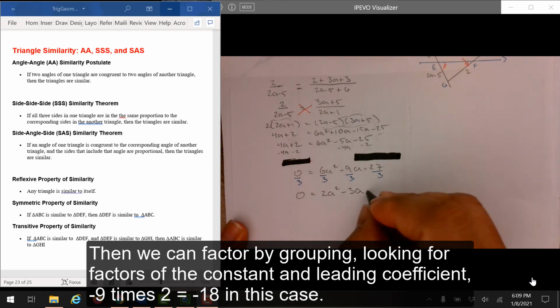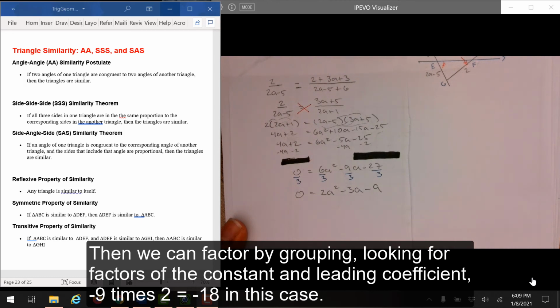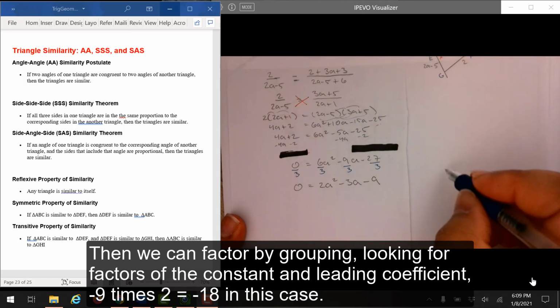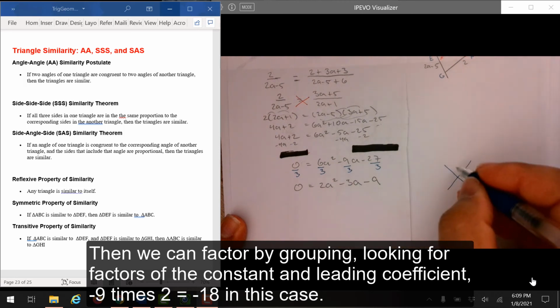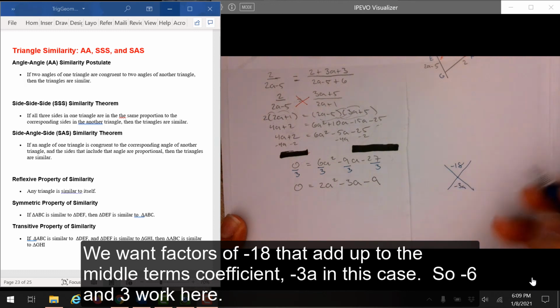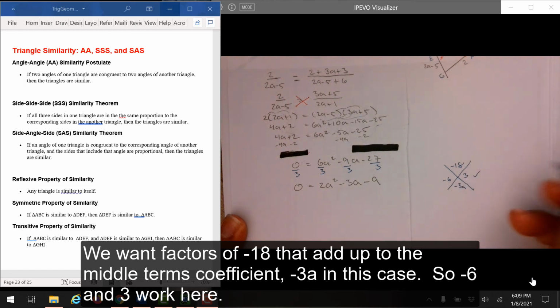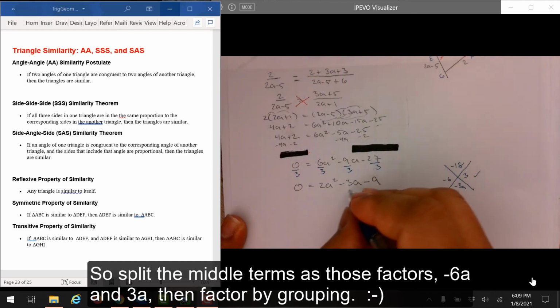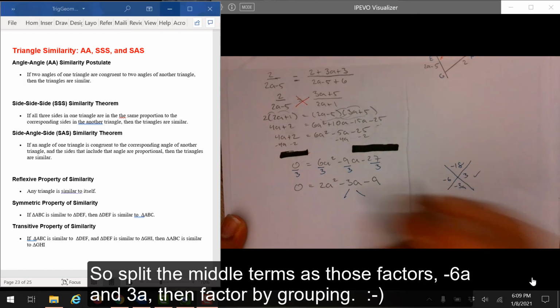Looking for factors of the constant and leading coefficient, negative 9 times 2 equals negative 18 in this case. We want factors of negative 18 that add up to the middle term's coefficient, negative 3a in this case. So negative 6 and 3 work here. So split the middle term as those factors, negative 6a and 3a, then factor by grouping.